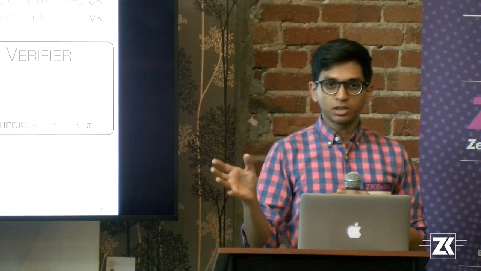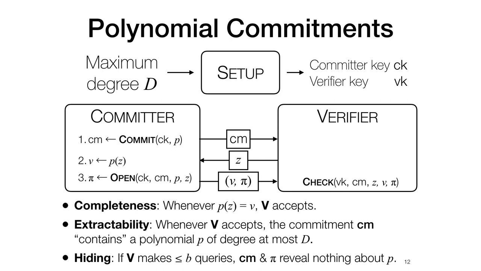So the properties that you want of this polynomial commitment scheme are very similar to what we had for the AHP. You want completeness, which says that if the polynomial actually does evaluate to the value v at z, then the verifier always accepts. You want extractability, which says that whenever the verifier does accept, the commitment in some sense contains a polynomial of degree at most d that has this relation. And finally, you also want hiding, which says that as long as the verifier doesn't make too many queries, it learns nothing about the polynomial beyond the evaluations. This query bound is necessary because if you make degree d queries, then you learn all the coefficients via Lagrange interpolation or whatever. Okay, so these are the properties that you want.